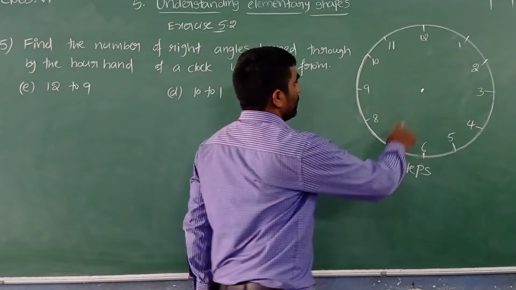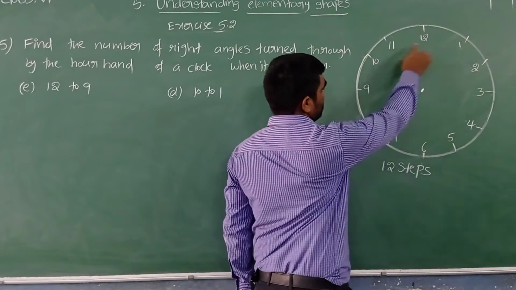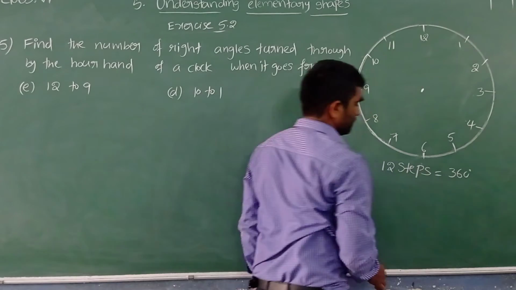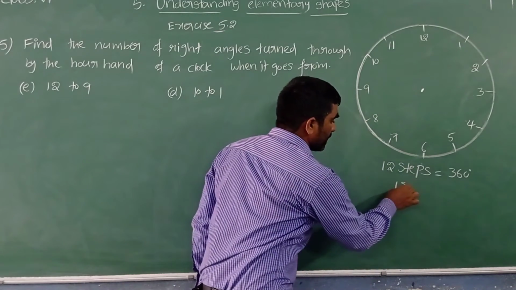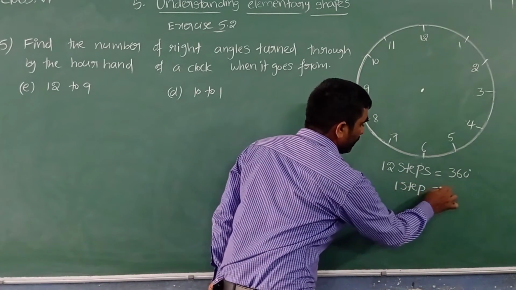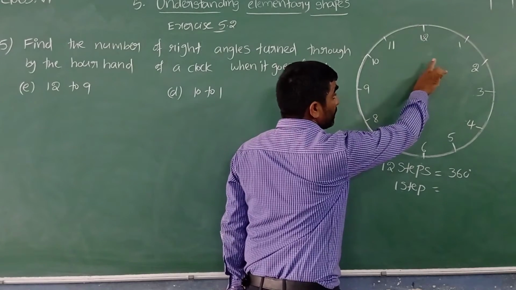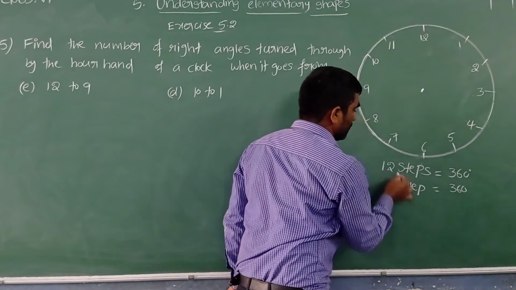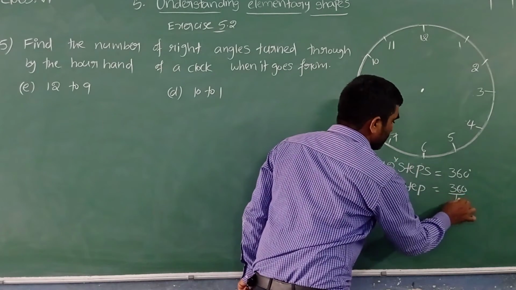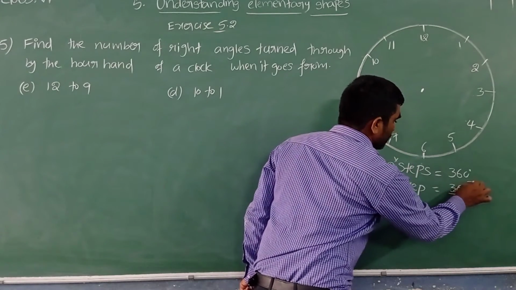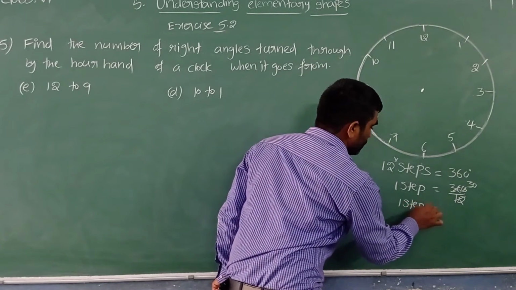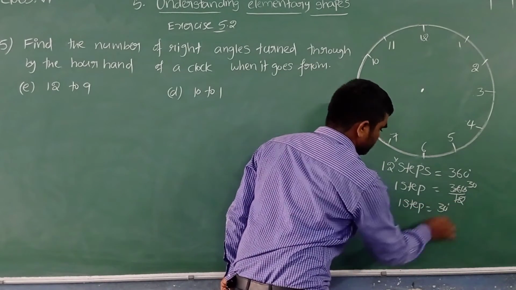We know that when we cover these 12 steps, it is equal to 360 degrees. Then tell me, what is the angle of one step? If I turn only one step, from 12 to 1, what is the angle? We can write 360 divided by 12. 12 3s are 36, 12 0s are 0. So one step is equal to 30 degrees.